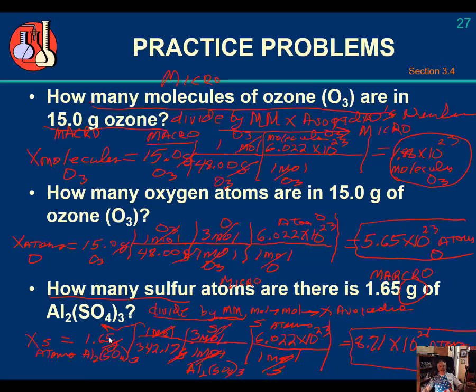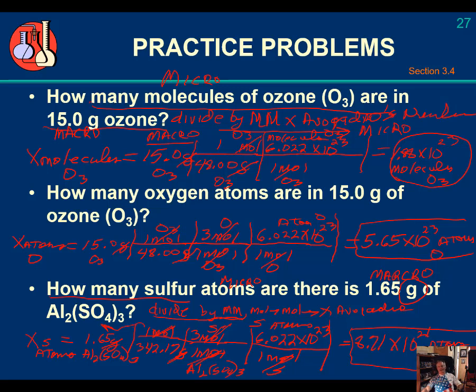So we're going from macroscopic to microscopic. We divided by the molar mass. We looked at the ratio of moles of sulfur to moles of aluminum sulfate. It's a 3-to-1 ratio, and then we simply multiplied by Avogadro's number. So if you're going from macro to micro, all the way from grams to atoms, you're going to divide by the molar mass, do the mole-to-mole ratio, and then multiply by Avogadro's number.